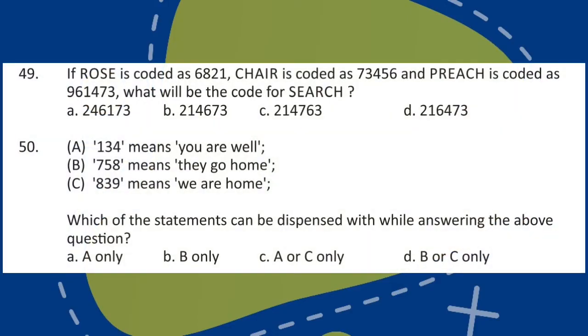Question 49. If Rose is coded as 6821, Chair is coded as 73456 and Preach is coded as 961473, what will be the code for Search?